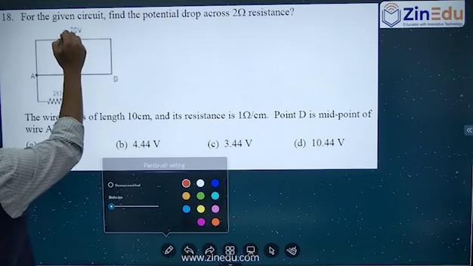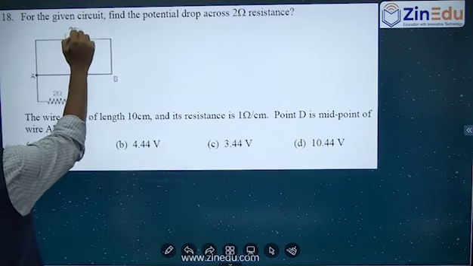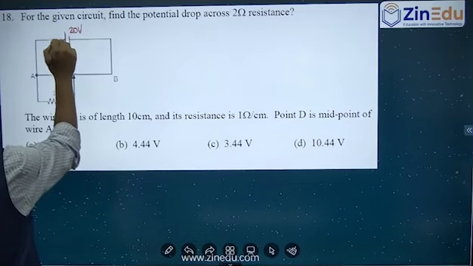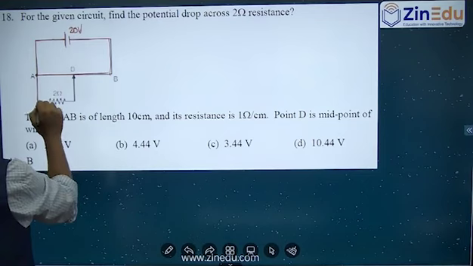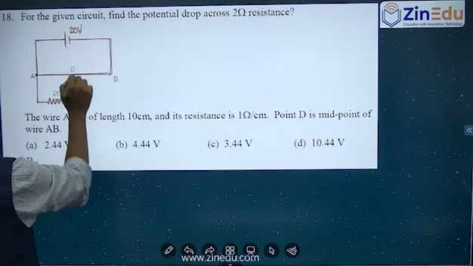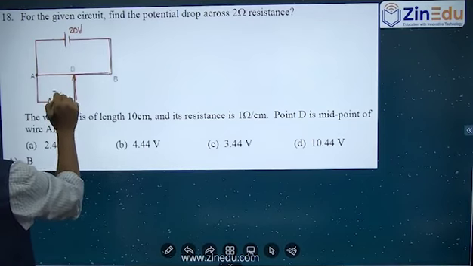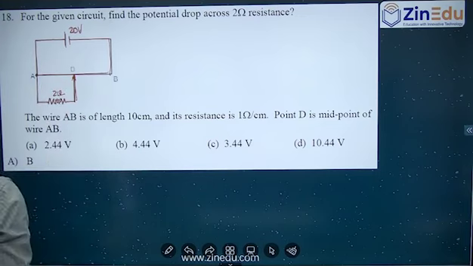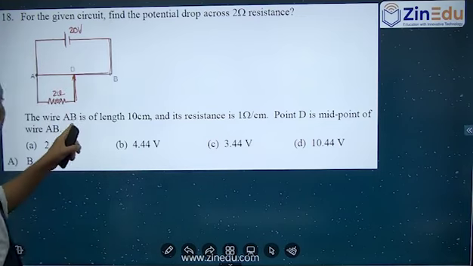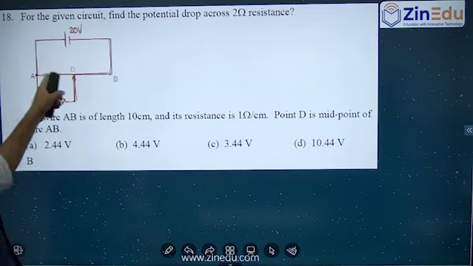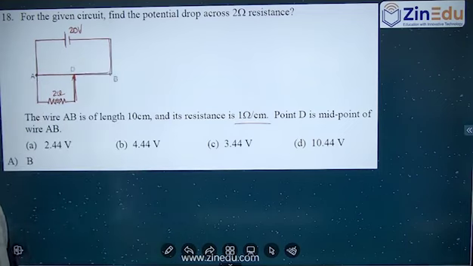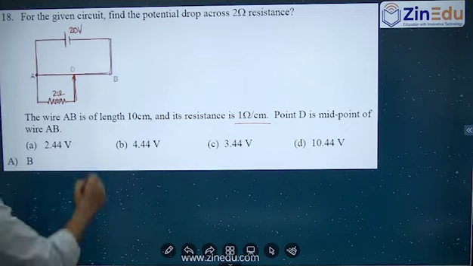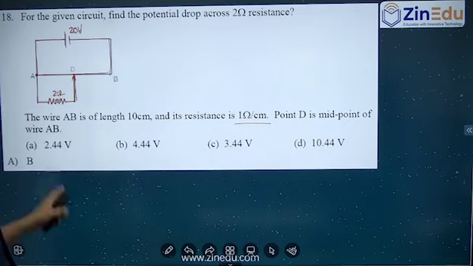So here there is 220 volts. Here is a 2 ohms. And this is a wire, with the total wire AB of length 10 centimeters. Here to here it is 10 centimeters and its resistance is 1 ohm per centimeter. Okay. And D is the midpoint of wire AB.